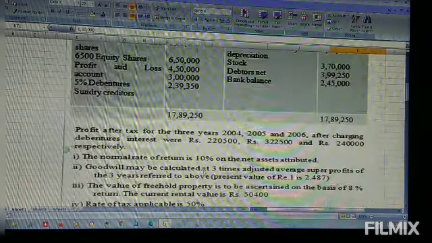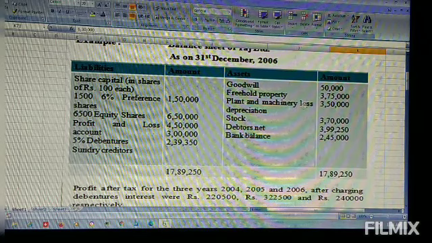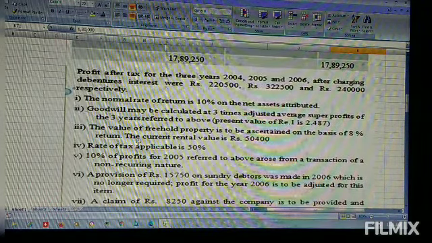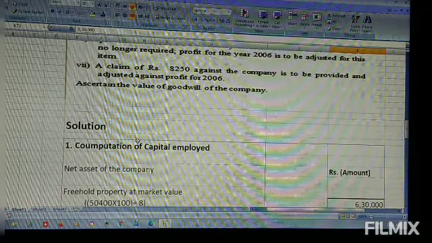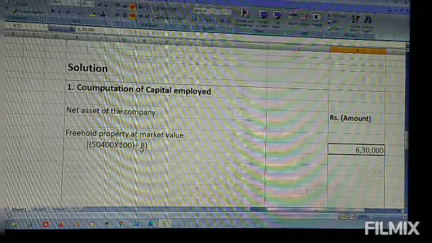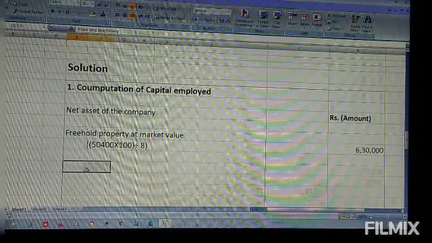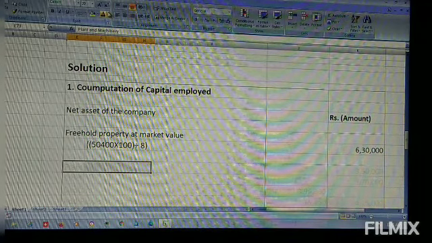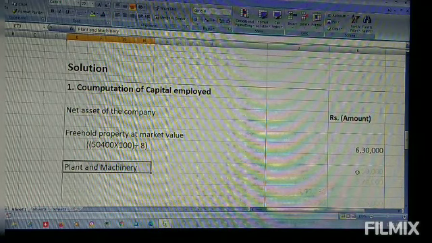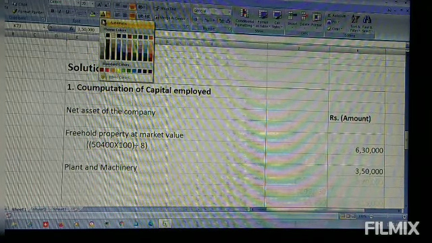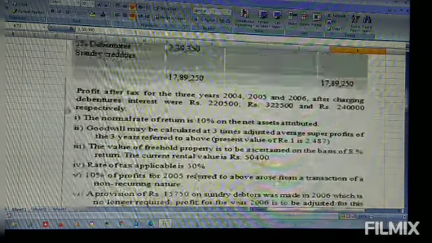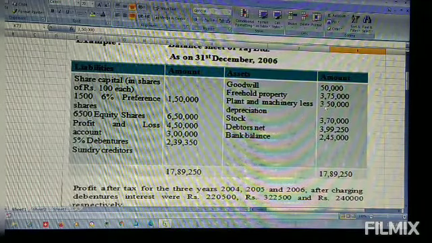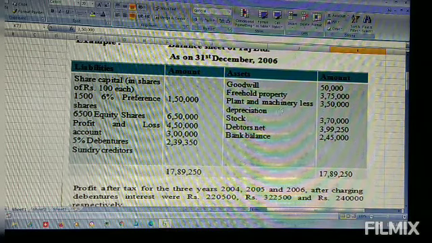Then we'll go. What is the next asset? Plant and machinery less depreciation, 3,50,000 is given. About the plant and machinery, nothing is told in the problem information. Nothing is given, which means we have to write it as it is. The plant and machinery value given in the problem is 3,50,000. After deducting depreciation they have given 3,50,000.